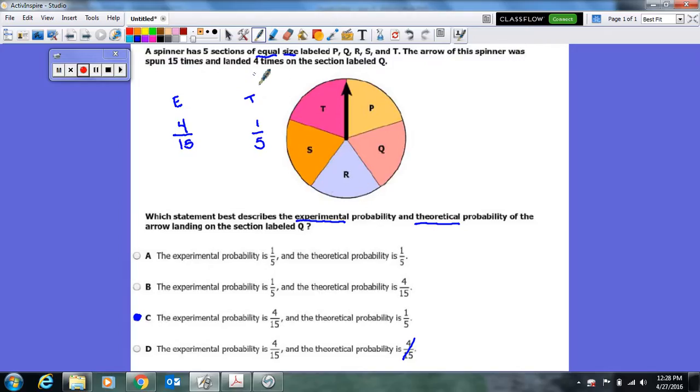All right, I think if you can master the understanding of experimental versus theoretical, problems like this will be a piece of cake.